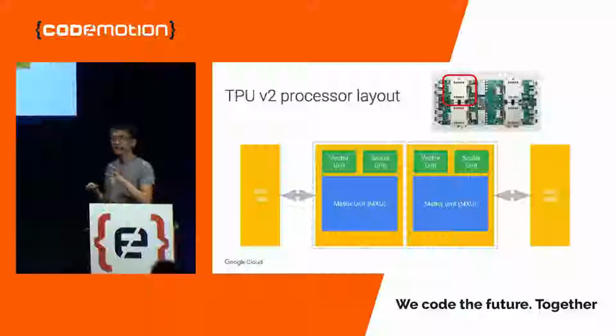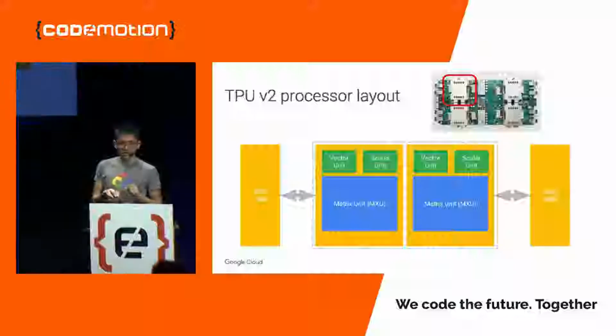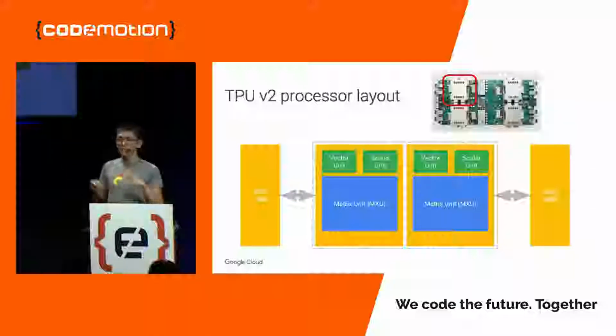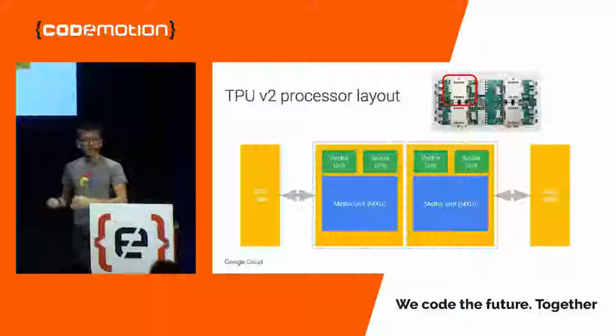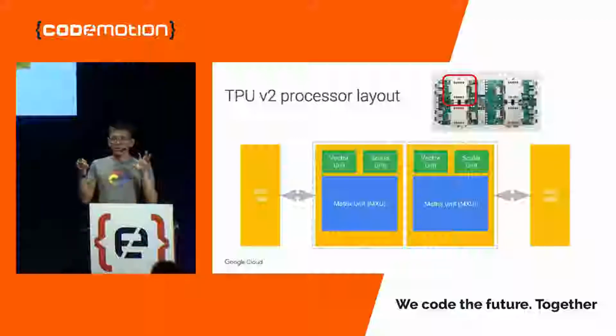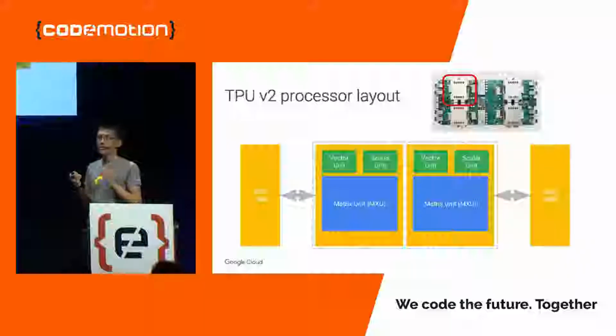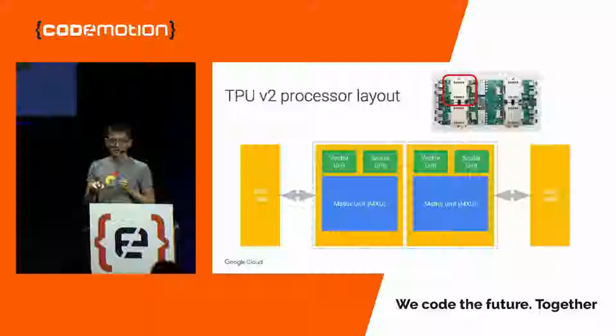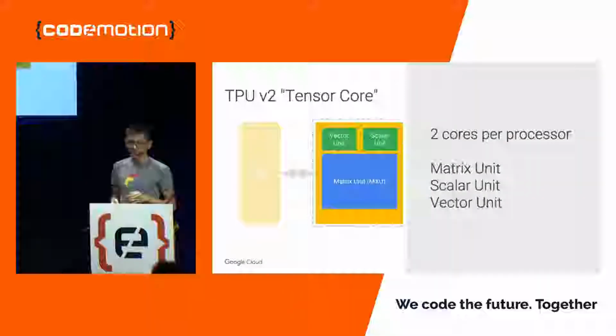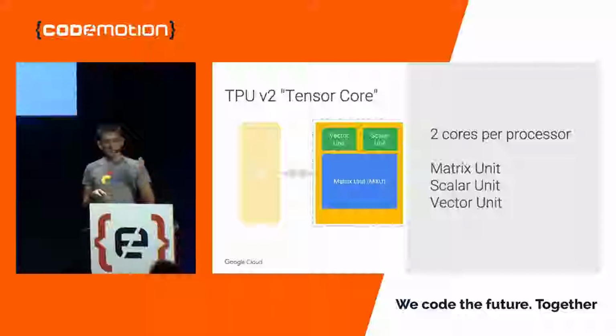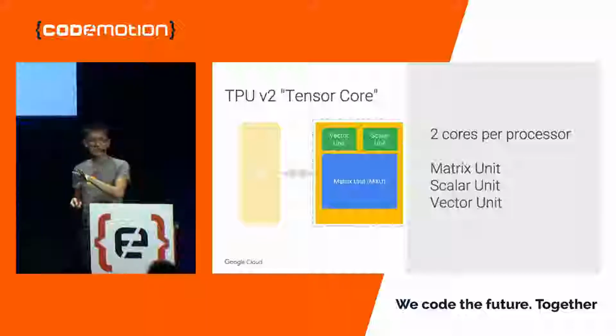Okay. So this is the layout of one processor, one chip. And this one chip has 2 cores. Each one has that big matrix multiply unit that we talked about. And then each core has access to 8 gigs of high bandwidth memory. That's what this HBM is. And you can see it here, these chips on the side of each core. So, the tensor core and then 2 cores per processor. And then we talked about that.